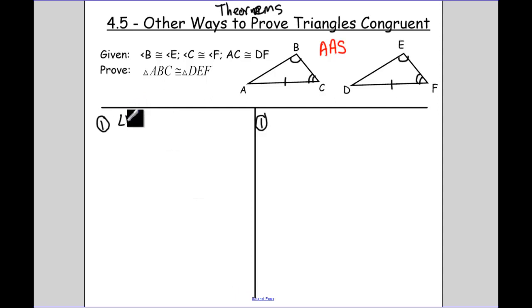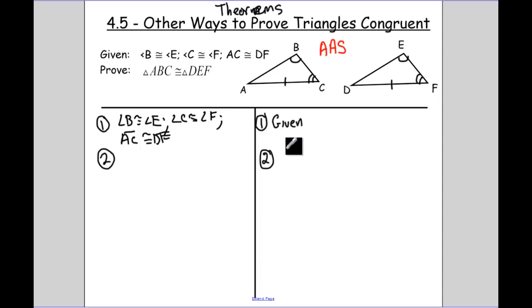Okay, first we start with our given. Angle B is congruent to angle E. Angle C is congruent to angle F. And then AC is congruent to DF. And this is what we are given. Step 2.